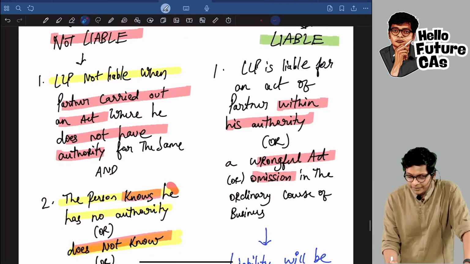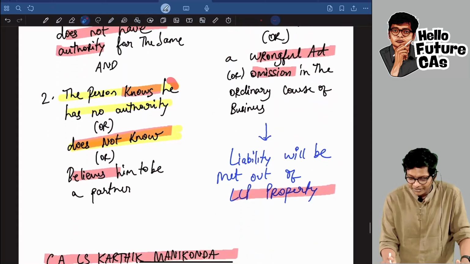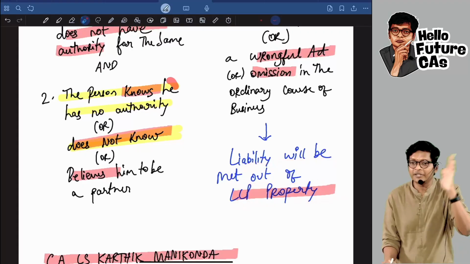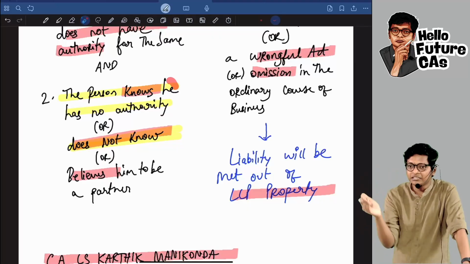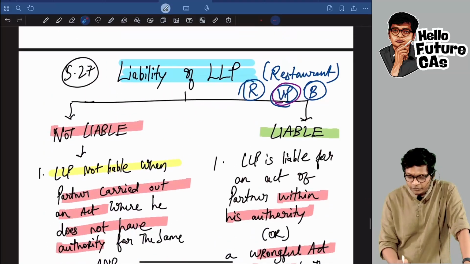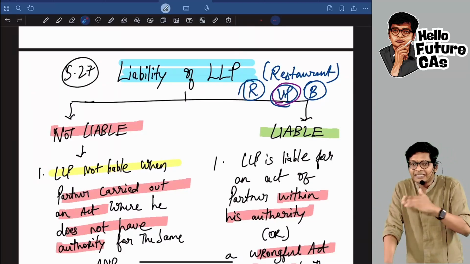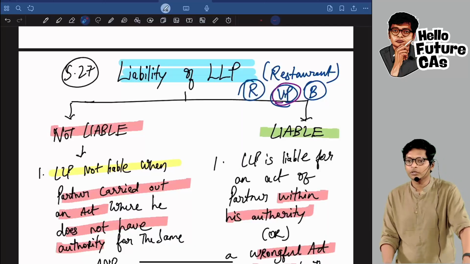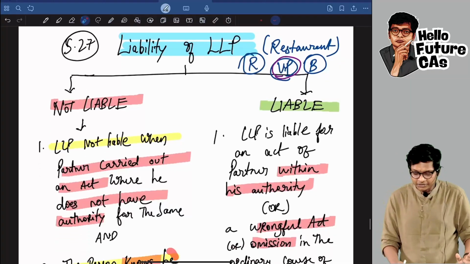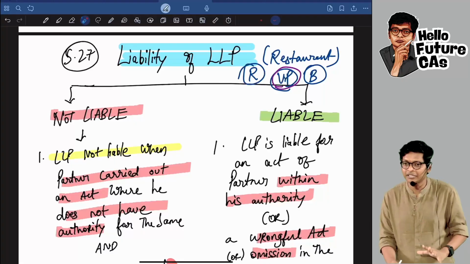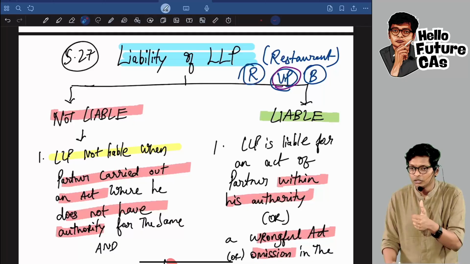So the LLP is liable when a partner does something with authority or something done in the ordinary course of business. The liability will be met out of the LLP's property. If you broke the restaurant glass, the restaurant will take care of the loss. Later they will adjust it with her share, but that is different. As an individual, is the LLP liable here? Yes. Very simple. When you are a kid, you play cricket, hit the ball, and the car glass breaks. Who will pay? Parents. That's it. Very important area, that's why I took some extra 10 minutes: the liability of LLP, when they are liable and when they are not. If you understood the concept, that is what is important.